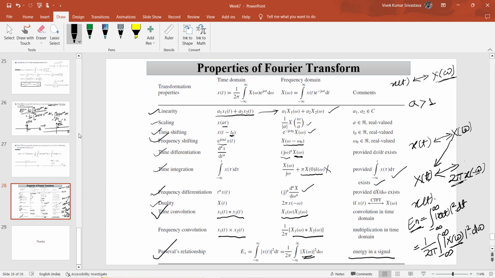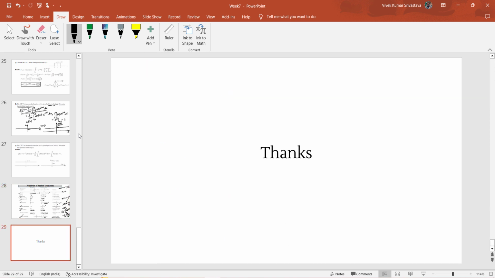So in the next class we will see how to utilize all these properties to solve numericals. Okay, so this was the last slide. So thank you.